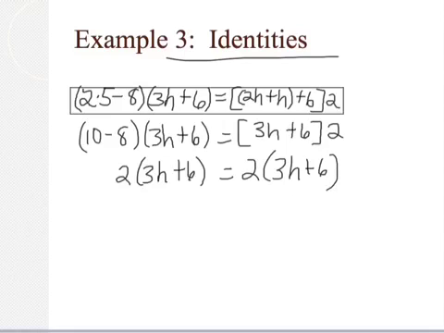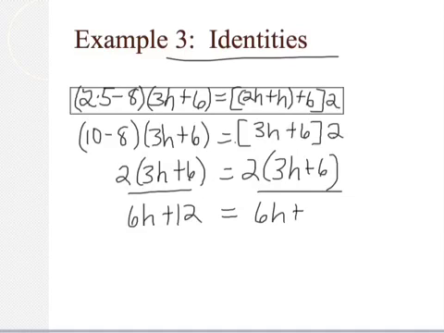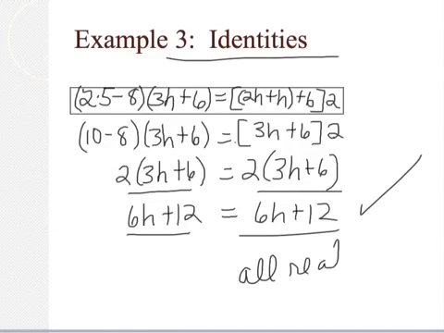Yeah, you see it. I just moved the 2 over here just so we can see that these are exactly the same. Even if I continue with the distributive property, I get 6h plus 12 is equal to 6h plus 12. Same thing on both sides, my friends. This is an identity. So I know that everything works. All real numbers are going to work here. All real solutions.